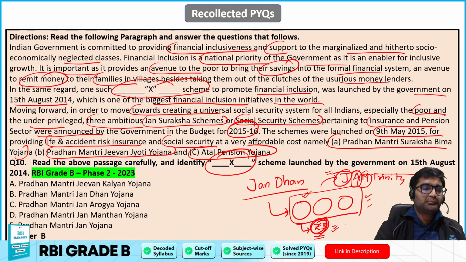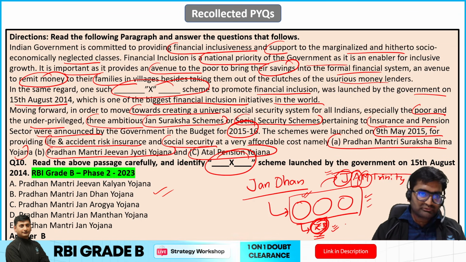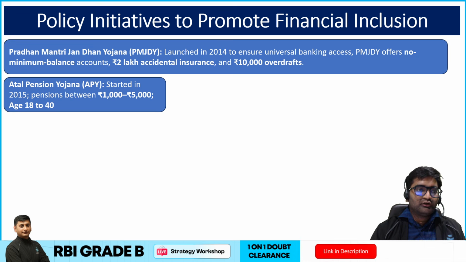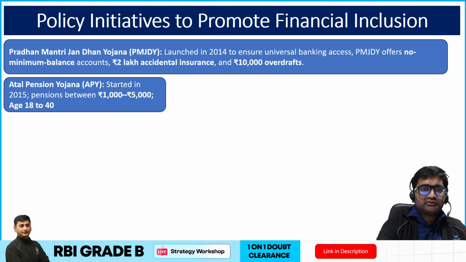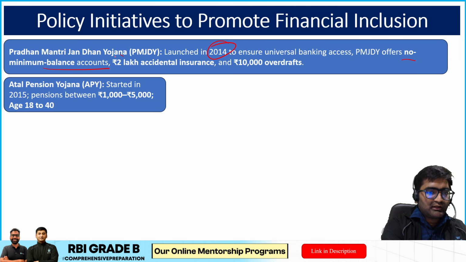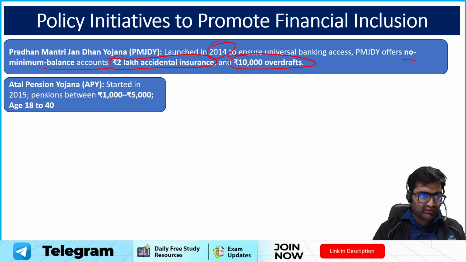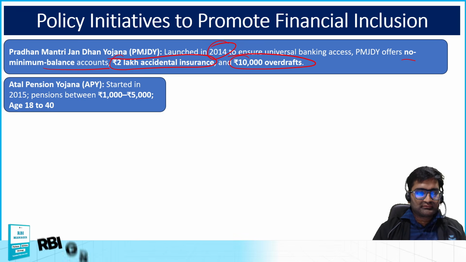Yes, if you have answered B, then you are absolutely right. Pradhan Mantri Jan Dhan Yojana came up in 2014. No minimum balance accounts are opened, and also 2 lakh rupees accidental insurance with 10,000 rupees overdraft facilities are provided. Okay, so that is the thing.